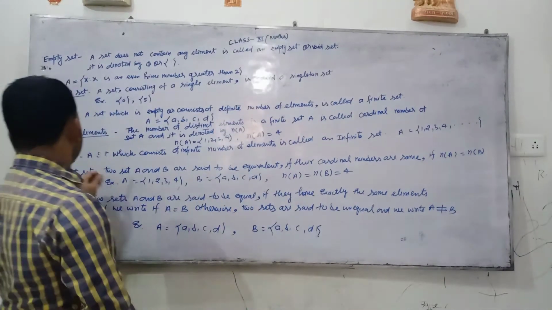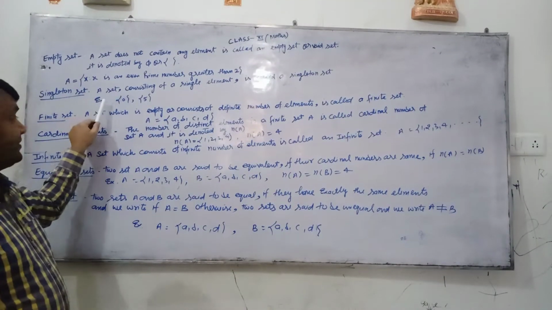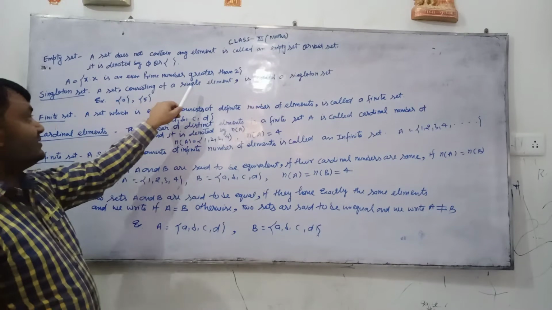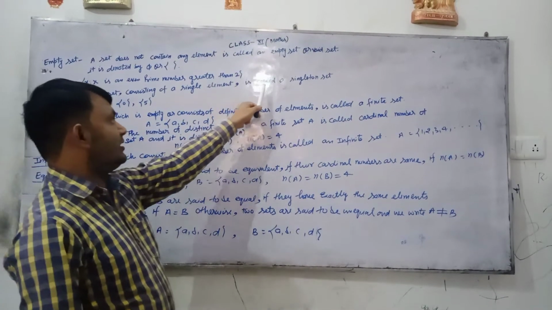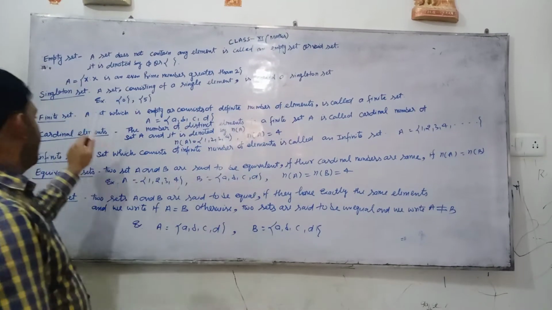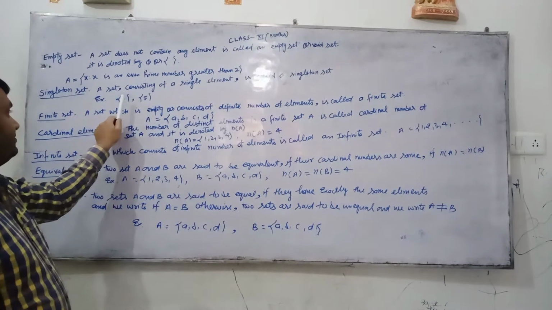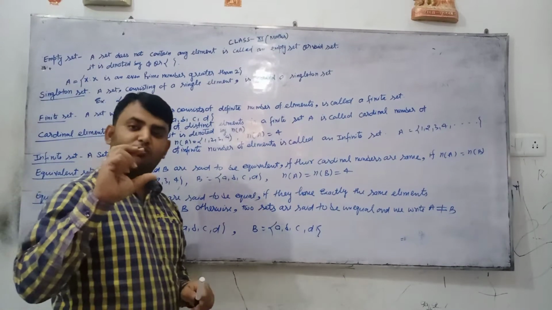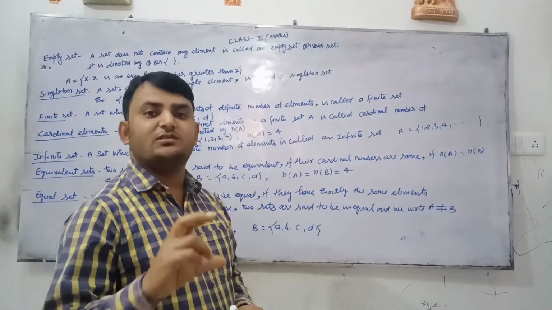Next is given singleton set. A set consisting of a single element is called a singleton set. Examples are given: if one set has only one element, that is a singleton set.